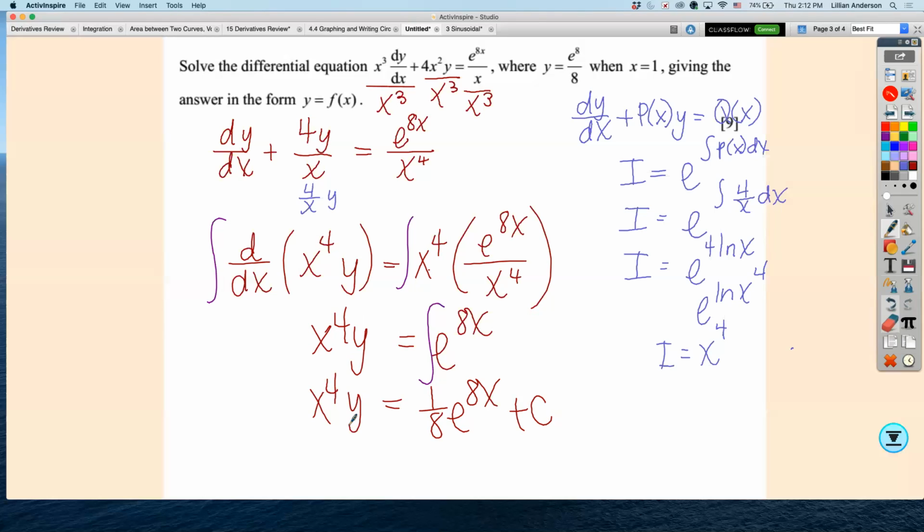Keep going. Divide by x to the 4th. So technically, I think you're going to use the 8 over 8. Well, we could have done that. Well, we're not. Well, yeah, I mean, we are.